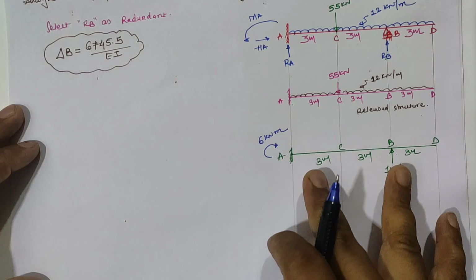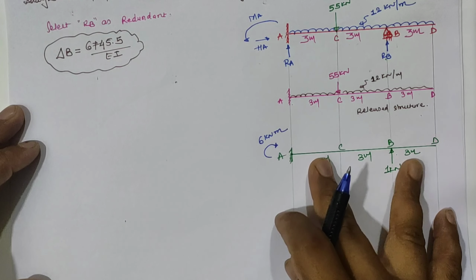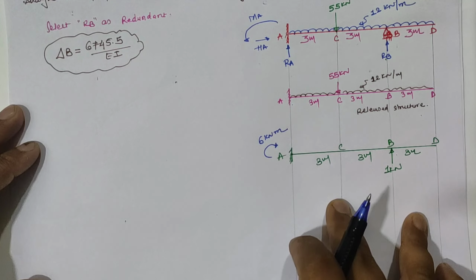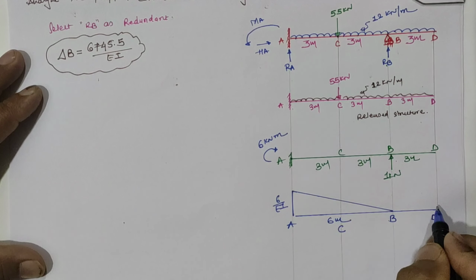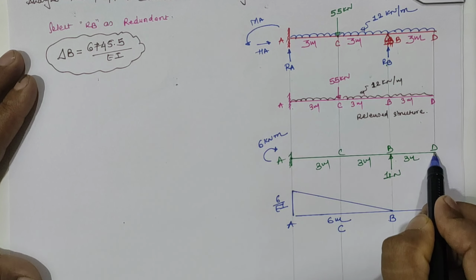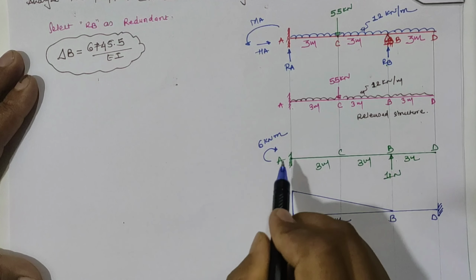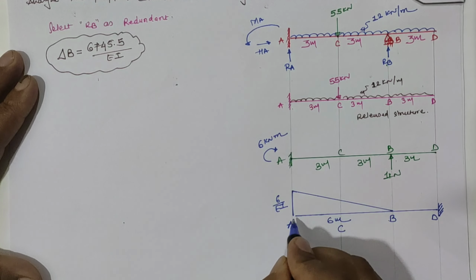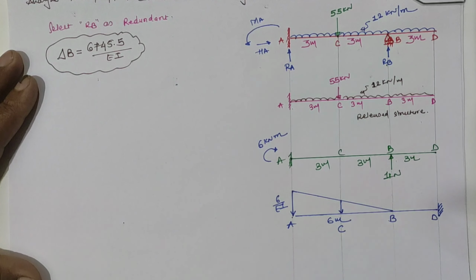Now if we convert the release structure after applying the unit load into a conjugate beam, then the moment diagram for this beam is as shown, and for the conjugate beam our support D in the release beam is free, hence it is fixed in the conjugate beam, and support A is fixed, hence it is free in the conjugate beam, while the M over EI diagram gives the loading of the conjugate beam.